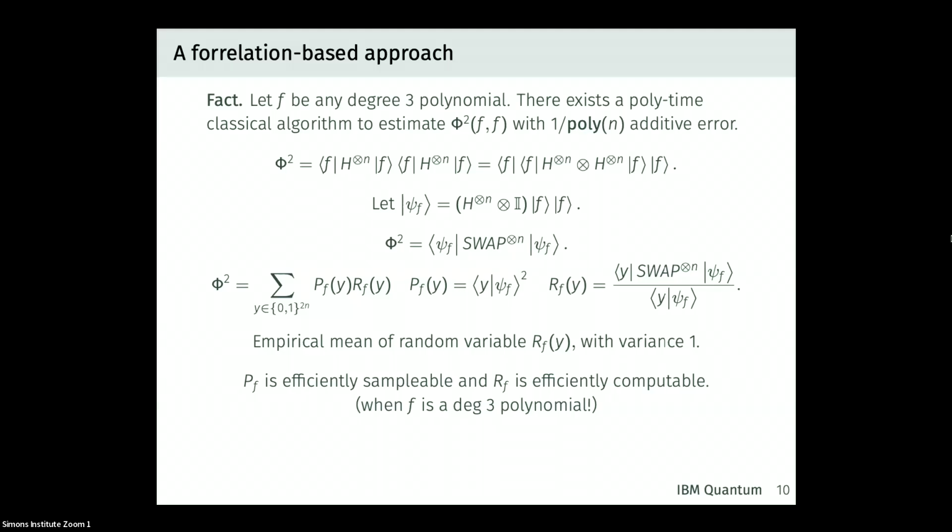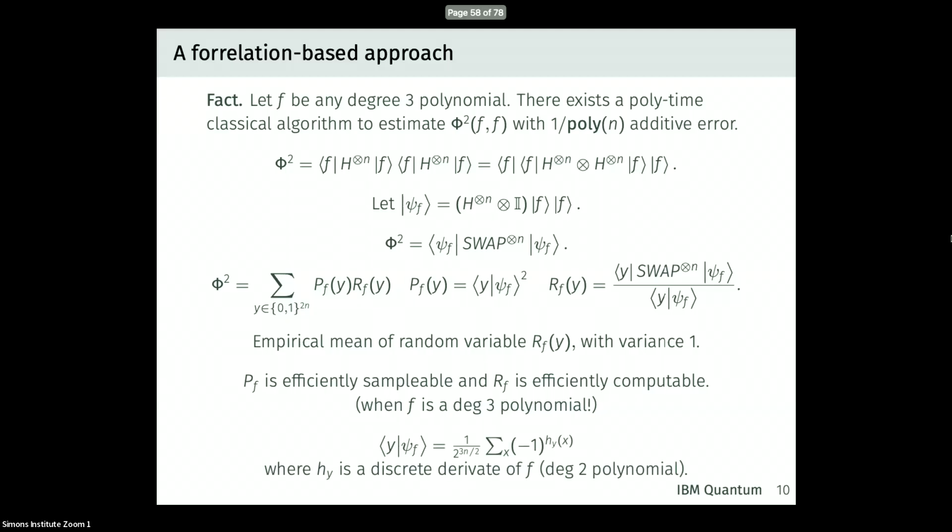And the proof of this is quite technical, but I'll give you a one-line high-level intuition for why this is the case. The reason this happens is because when you take these two copies of f this way, and you look at the inner product between a computational basis state and this state, Hadamard and then two copies of f, you can show that this ends up being a sum of (-1) to some function h, and this h turns out to be the derivative of f. So if f is a degree 3 polynomial, then this h is a degree 2 polynomial.